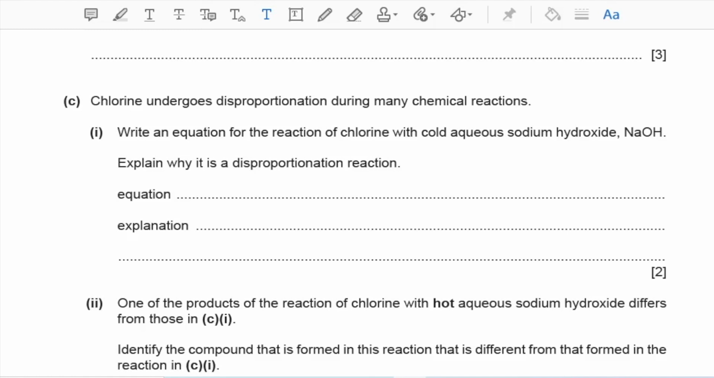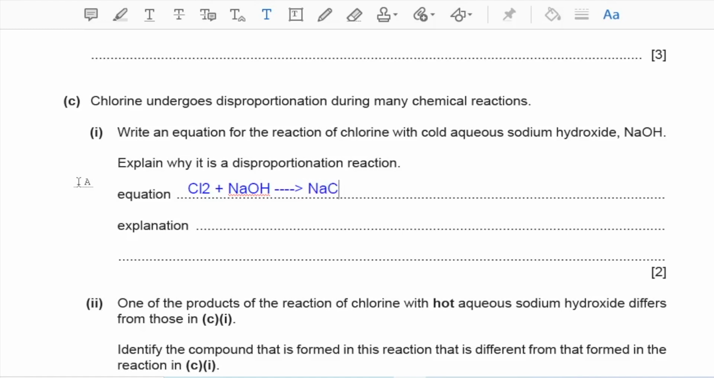Part C, chlorine undergoes disproportionation during many chemical reactions. Part 1, write an equation for the reaction of chlorine with cold aqueous sodium hydroxide. Explain why it is a disproportionation reaction. So the equation is chlorine reacting with NaOH. Since chlorine gas is reacting with cold NaOH, it will have different products as compared to if it was reacting with hot aqueous sodium hydroxide.